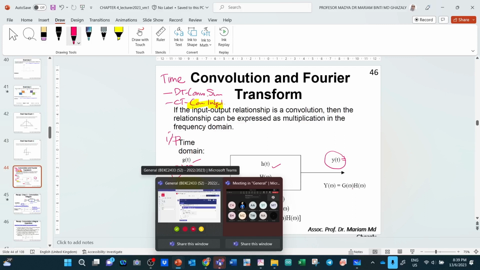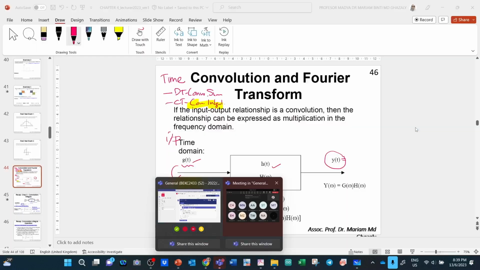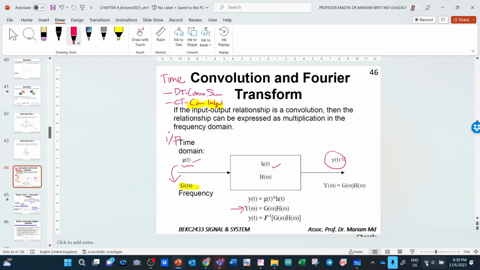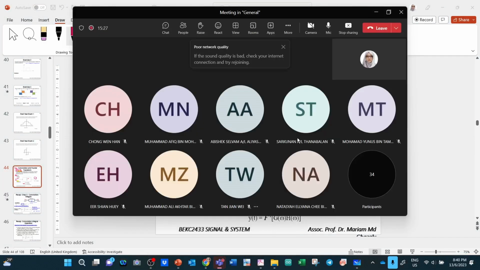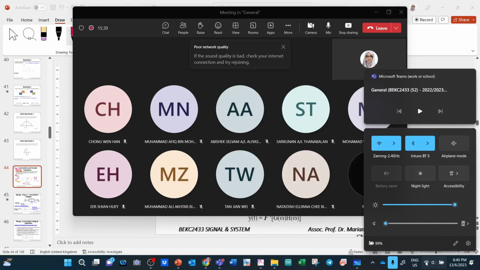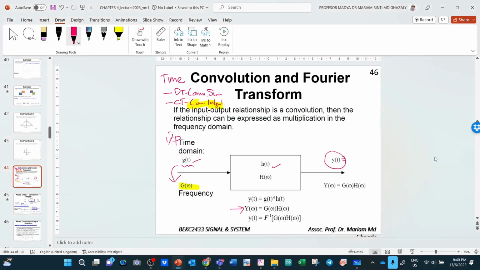Is it I'm offline? I offline kejap tadi ke? Tadi I hilang ke? Okay, internet lah ni. Sekejap, dia bad connection. Poor network. Allah, malam-malam ni poor network pula. Poor network quality.